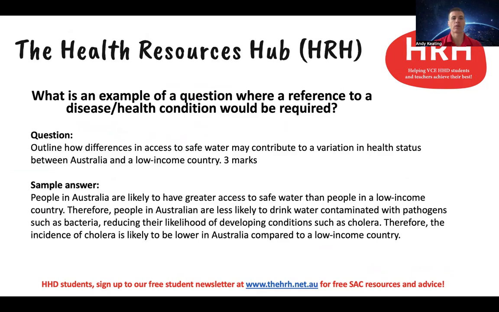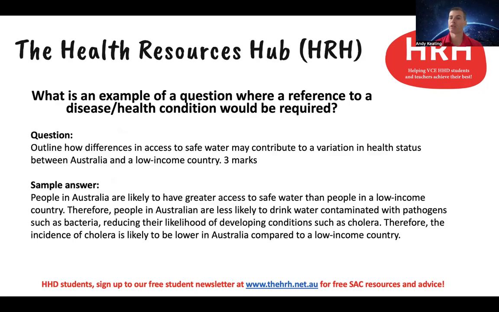Okay, so this is the kind of question that could require you to link to a health condition, linked into some Unit 4 content. So you can see here it says outline how differences in access to safe water may contribute to a variation in health status between Australia and a low-income country for 3 marks. So obviously you're focusing on differences in access to safe water, and so you'd be mentioning that it's more likely in Australia for people to have access to safe water than people in low-income countries, but it also says there contributing to a variation in health status.